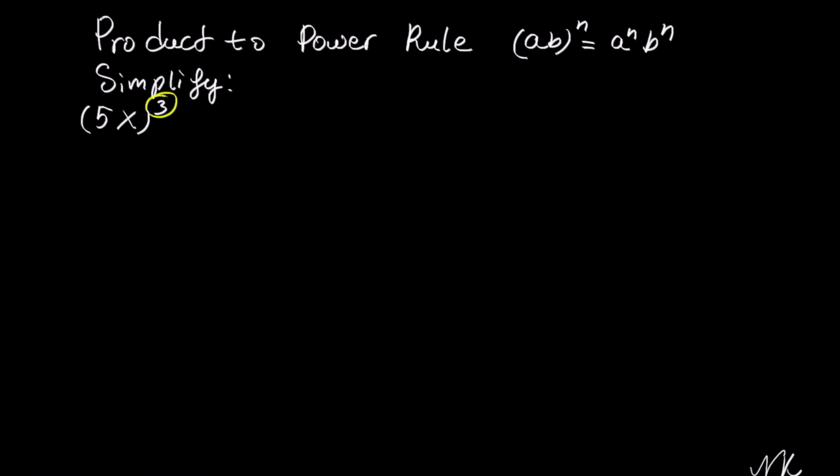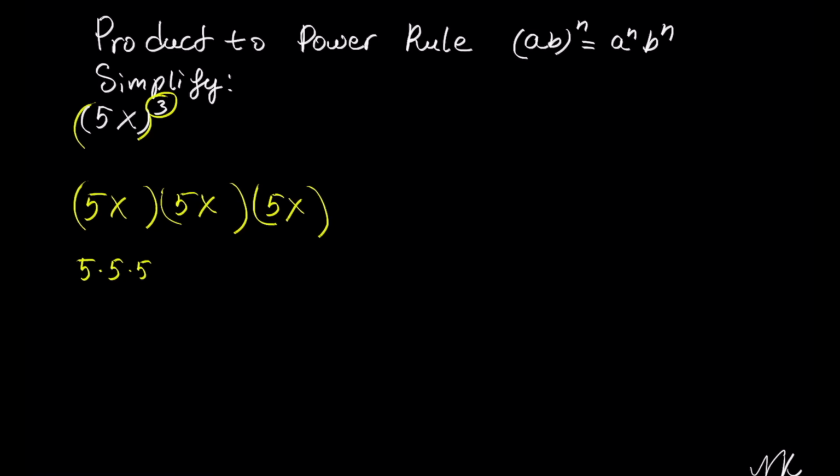This power of 3 on top of this parenthesis means we have 3 factors of 5x. If we rearrange and simplify this, we get 5 times 5 times 5, x times x times x. So this is 5 to the power of 3, x to the power of 3, or 125 x to the 3.